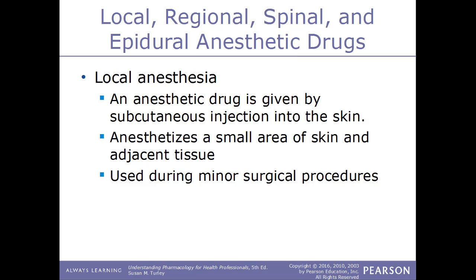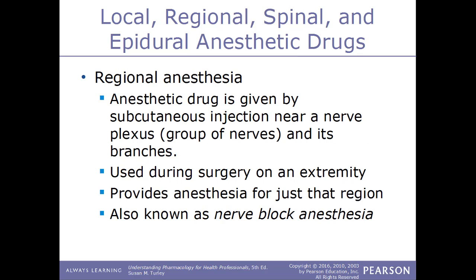For local anesthesia, this is an anesthetic drug given by a subcutaneous injection into the skin. This will anesthetize a small area of skin and some adjacent tissues, and this is used for minor surgical procedures. For a regional anesthesia, this is an anesthetic drug that's given by a subcutaneous injection near a nerve plexus, which is a group of nerves, and its branches. Now, this is used during surgery on an extremity. Now, this will provide anesthesia just for that region. It's also known as a nerve block anesthesia.